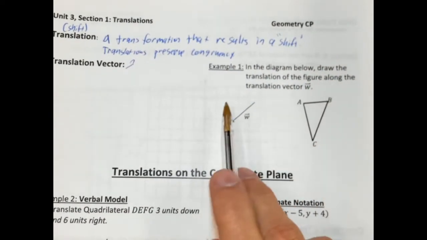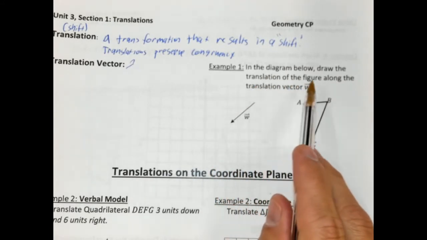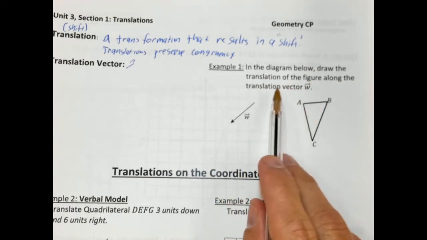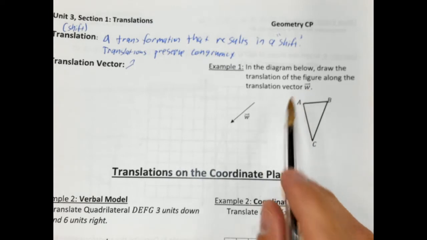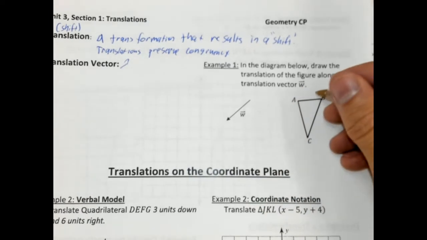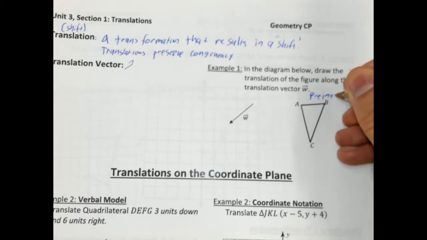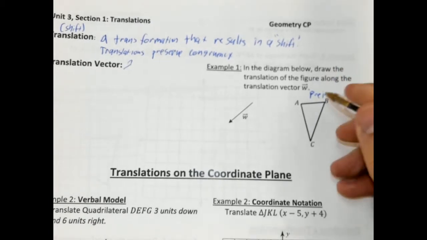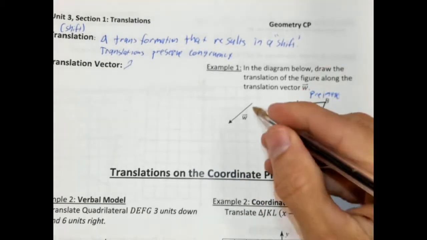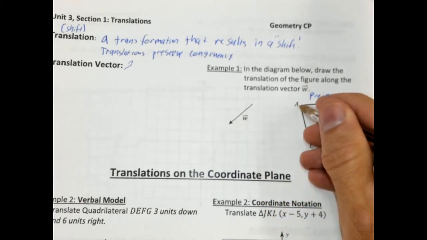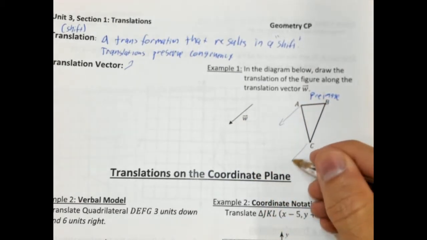Here is an example. It says, in the diagram below, draw the translation of the figure along with the translation vector ray W. So this is what we call our preimage. It's a preimage, and that's what you start with. The preimage is what you start with. And we're going to go down to the left. This is going to be a rough little drawing, it isn't going to be perfect.